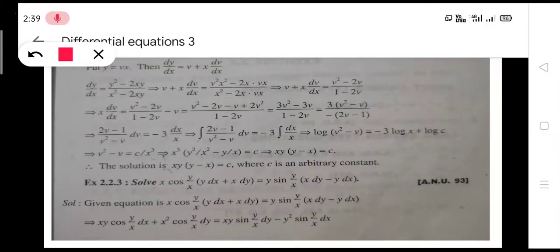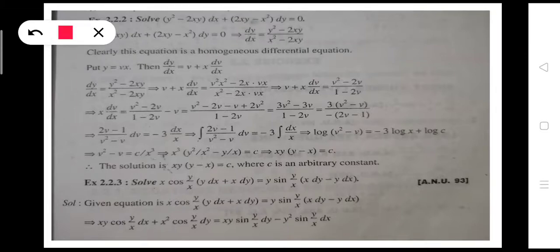Here, if you observe this problem, what is the given problem? Solve (y square minus 2xy) dx plus (2xy minus x square) dy is equal to 0. Here, the given equation can be written as (y square minus 2xy) dx plus (2xy minus x square) dy is equal to 0.